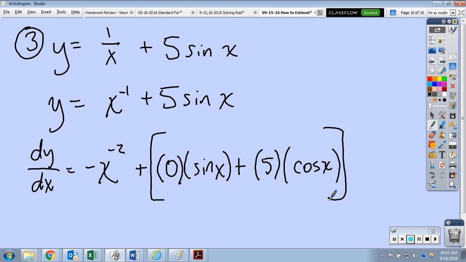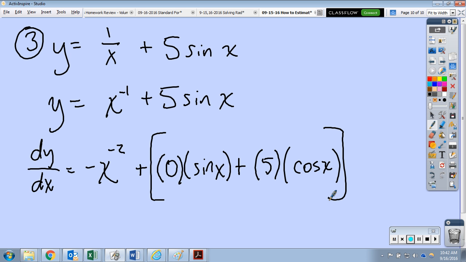Do we have to memorize that too? For product rule, yes. For product rule, all you have to do is derivative of the first, leave the second one alone, plus leave the first guy alone, times the derivative of the second.